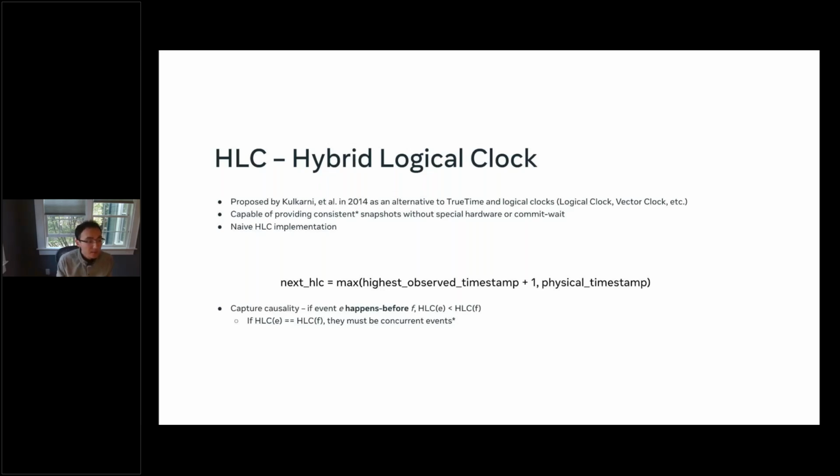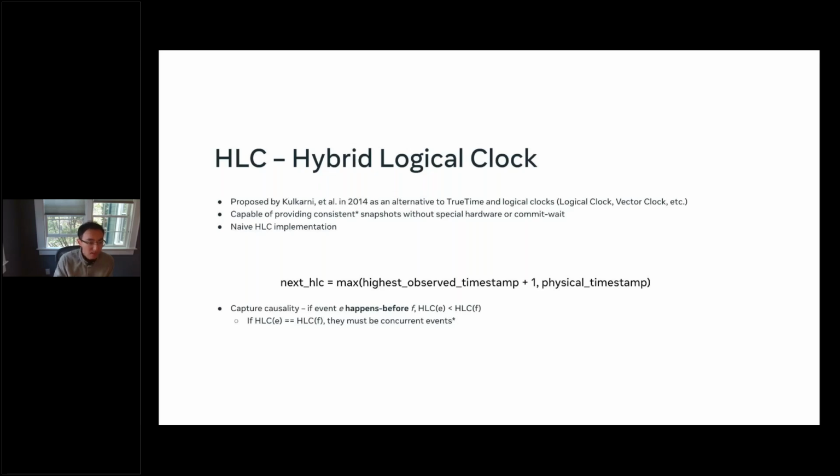Here's a naive HLC implementation, which we're going to use as an example. There's a slightly 2-tuple form of HLC, which we're going to omit just for simplicity. Here, how you compute the naive HLC is very straightforward: you pick the next HLC to be the maximum of the highest previously observed timestamp plus one, and the current physical timestamp. You can get the physical timestamp from PTP or NTP or whatnot. But that's how you compute the next HLC.